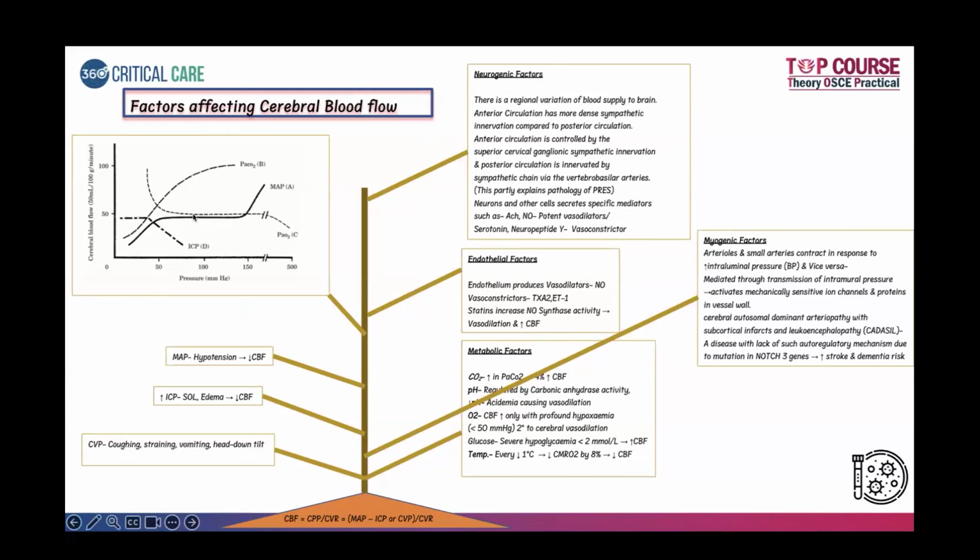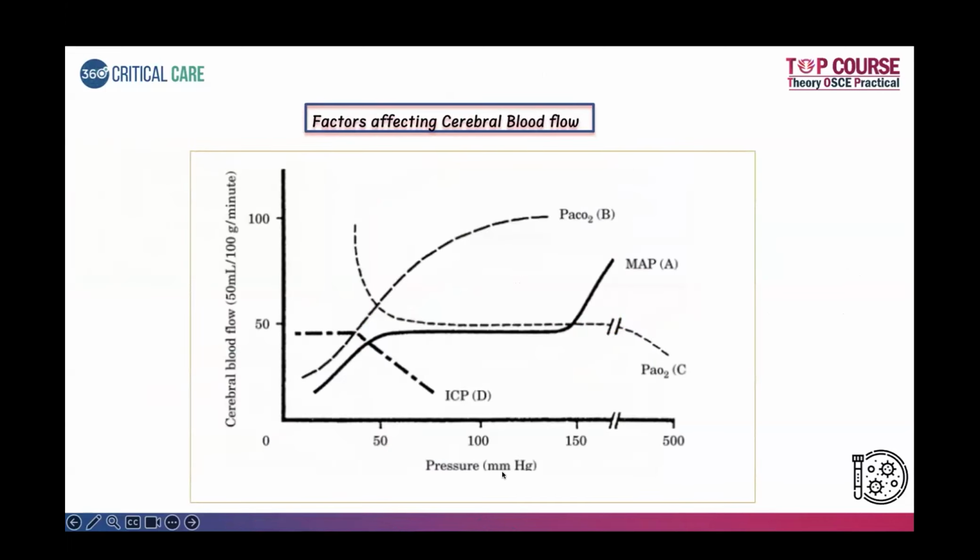Now this diagram on the left-hand upper corner summarizes the whole question. If you put this diagram in your exam, you will get half of the marks. You don't have to remember all these things. Even if you don't have time to write everything, this diagram will suffice. Very, very important. It shows the pressure on the x-axis and the cerebral blood flow on the y-axis. This pressure can be different parameters. It can be ICP, PaO2, mean arterial pressure, or PCO2.